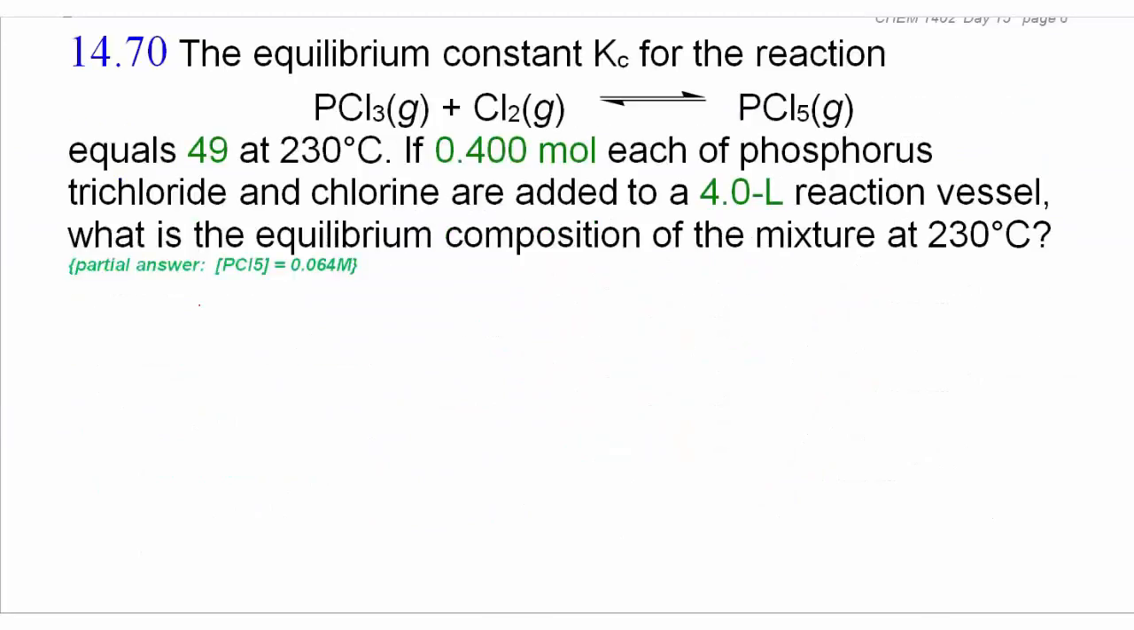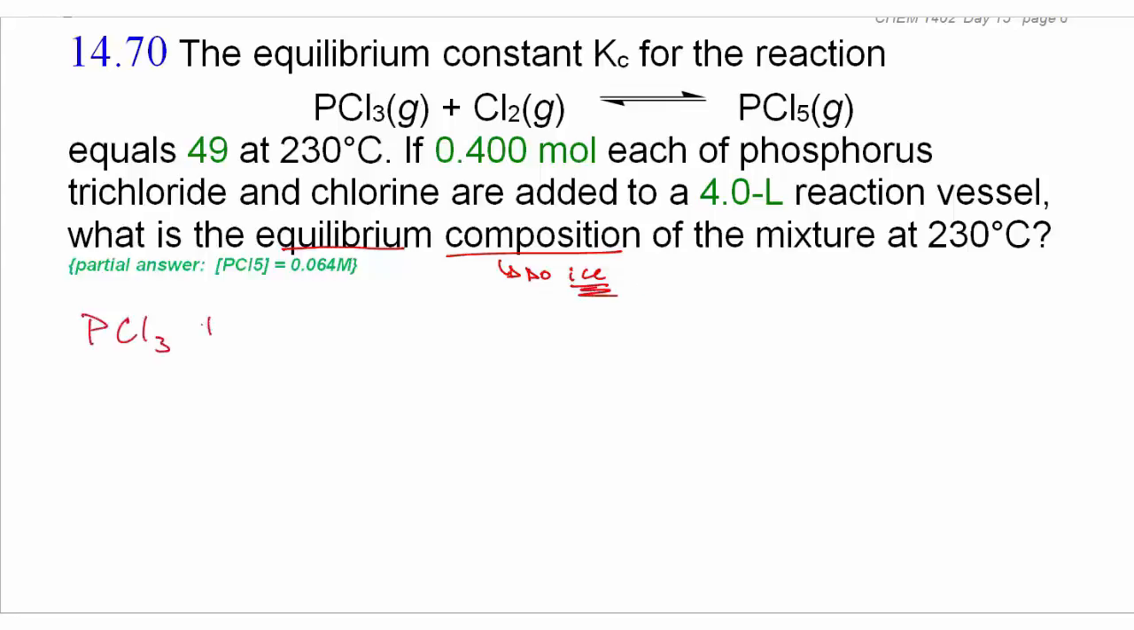The equilibrium constant Kc for the reaction phosphorus trichloride plus chlorine gas forms phosphorus pentachloride is 49 at 230 degrees Celsius. If 0.4 moles each of phosphorus trichloride and chlorine are added to a 4-liter reaction vessel, what is the equilibrium composition of the reaction mixture at 230 degrees Celsius? Equilibrium composition definitely means do ICE. Okay, so we're going to make a concentration ICE table, substitute into the Kc expression, solve for x, and then get your answers. Okay?